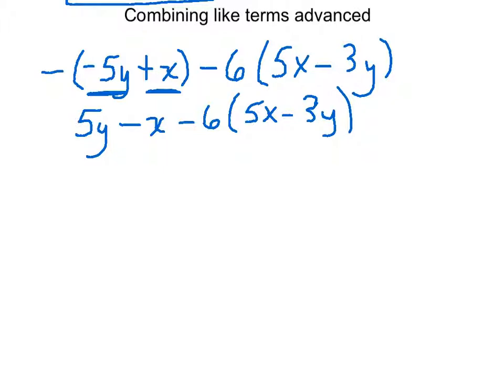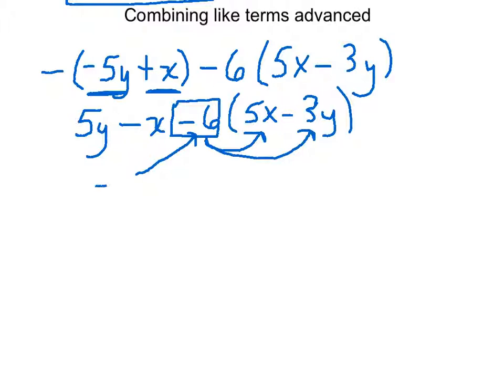Alright, the next issue is this 6. It is actually a negative 6. That negative sign is attached to the 6. So when we go to distribute or multiply through, we need to multiply a negative 6 times both the terms in the parentheses. And again, just keeping track that the negative is attached to the 6 is all that you really need to remember to do.